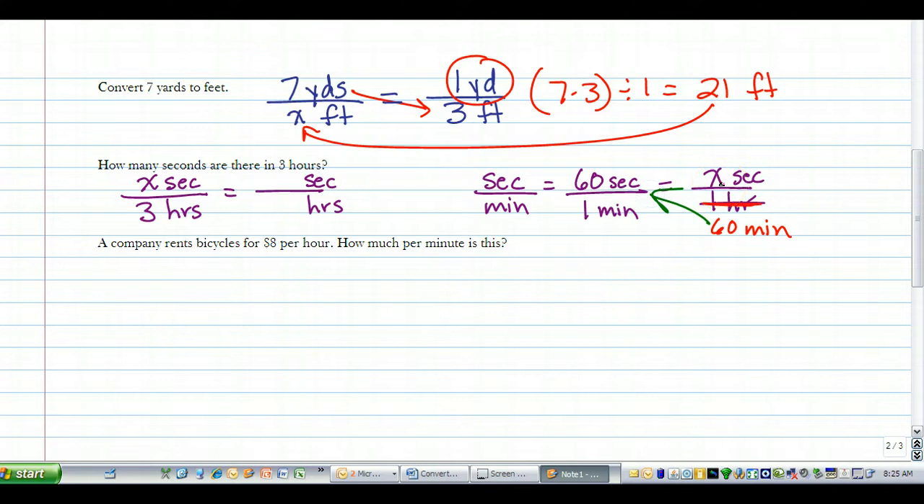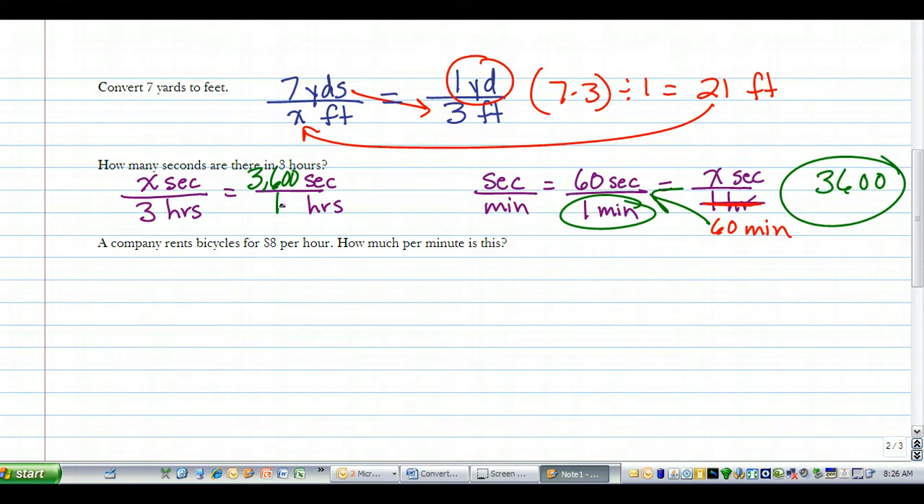60 times 60 divided by 1. Well, 6 times 6 is 36, and I've got 2 zeros. So that would give me 36 with 2 zeros, 3,600. Divided by 1 is the same answer. Okay, so I've got 3,600 seconds in 1 hour. So I take this answer, 3,600 seconds in 1 hour, using our proportions.